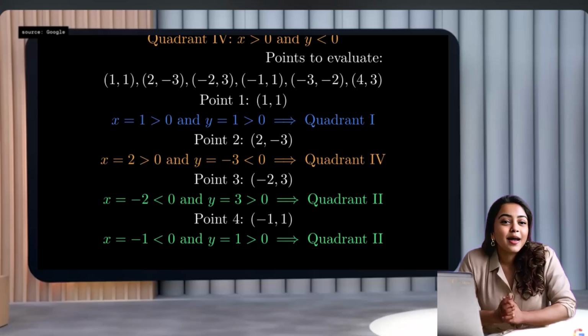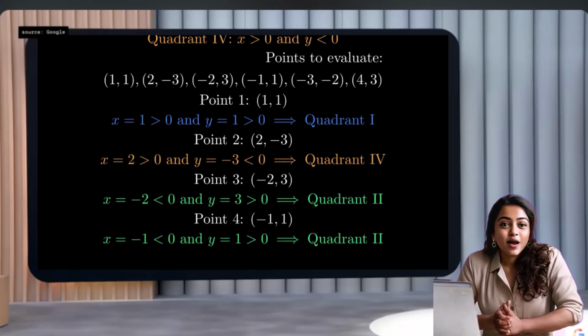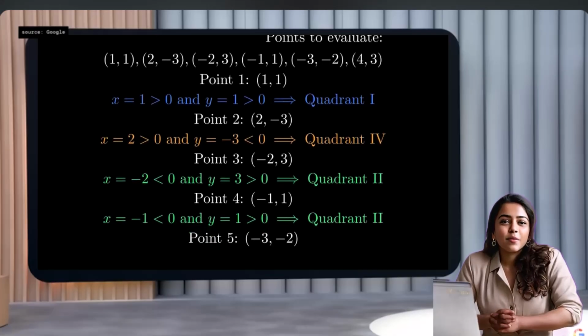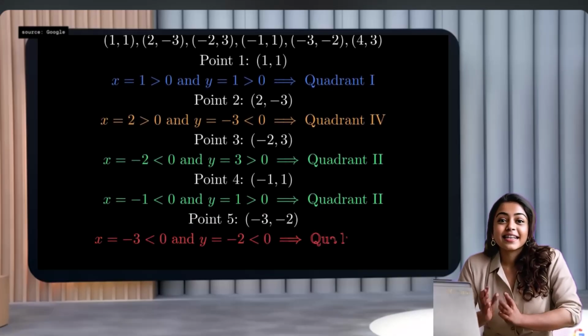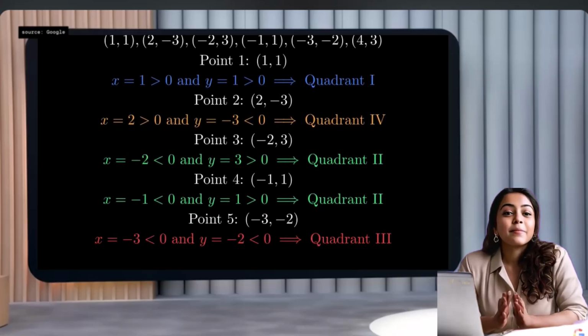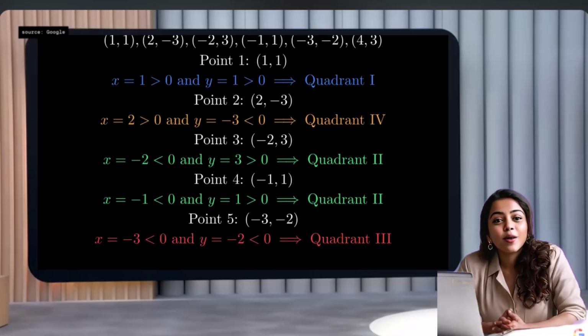Finally, let's examine the point (4, 3). Here's where (4, 3) is located on our coordinate plane. Since x equals 4, which is greater than 0, and y equals 3, which is also greater than 0, this point lies in quadrant I.